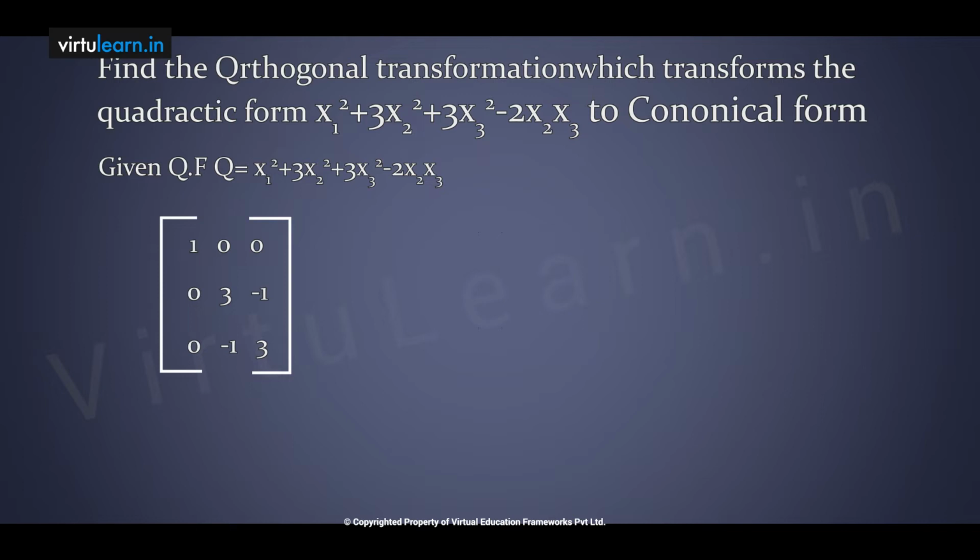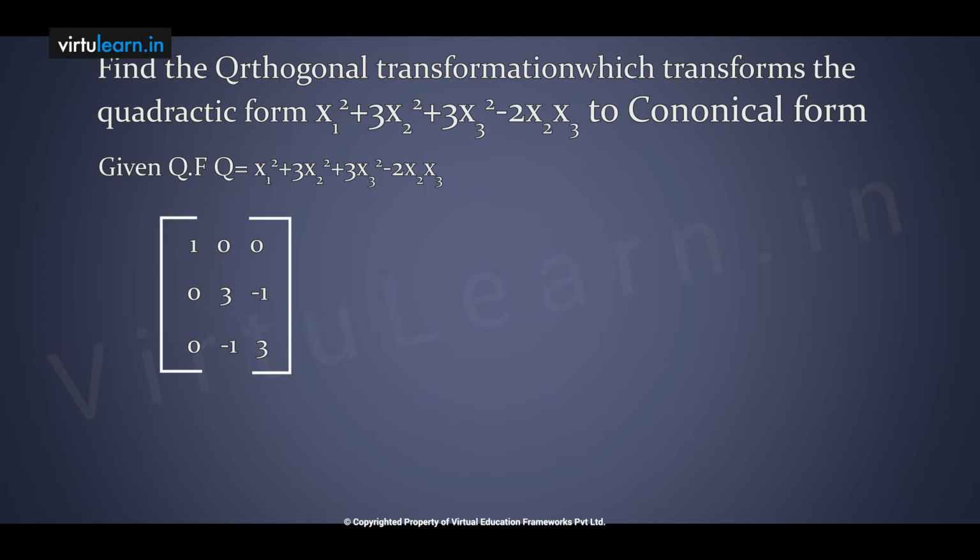The position of the next element is second row, first column, which means x2 x1. Already I wrote that. Next, second row, second column is x2 x2, x2 square. I wrote 3 there, the coefficient of x2 square. The next position is second row, third column, x2 x3. The coefficient of x2 x3 is half of that one, which is minus 1. Immediately in the second row you write minus 1, and in the second column also you write minus 1.